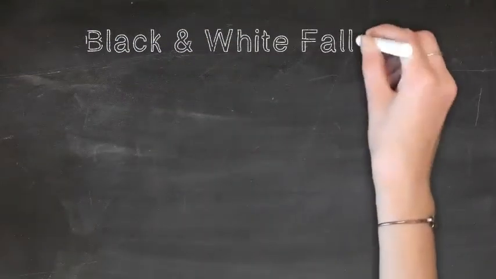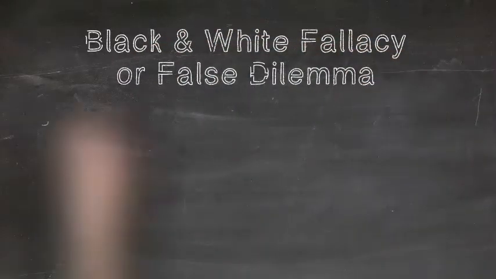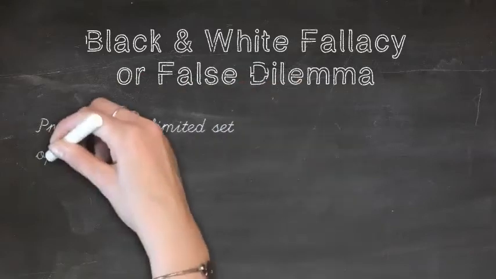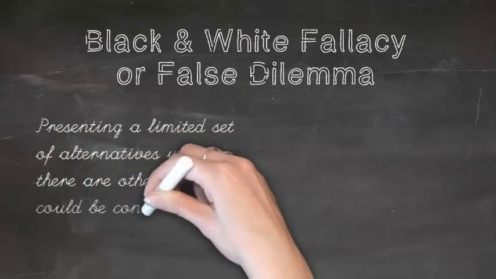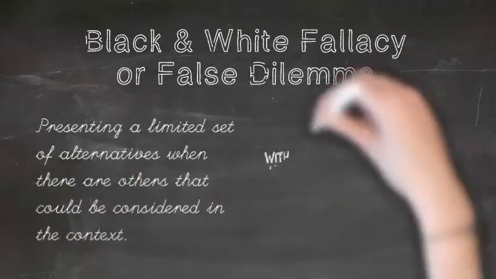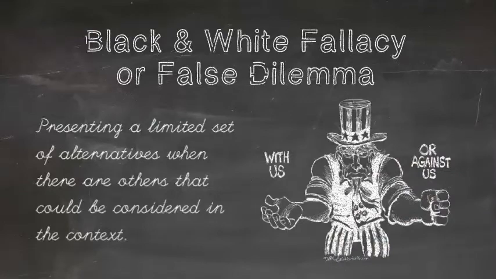Alright, here's another major fallacy. The black and white fallacy or false dilemma, presenting a limited set of alternatives when there are others that could be considered in the context. The typical example of this dilemma is when someone says you're with us or against us.